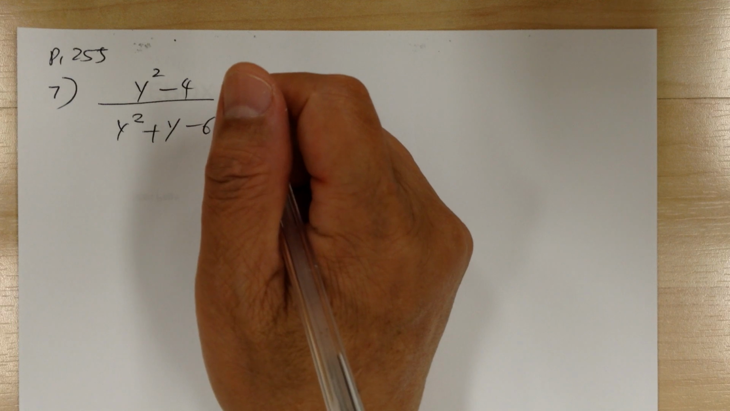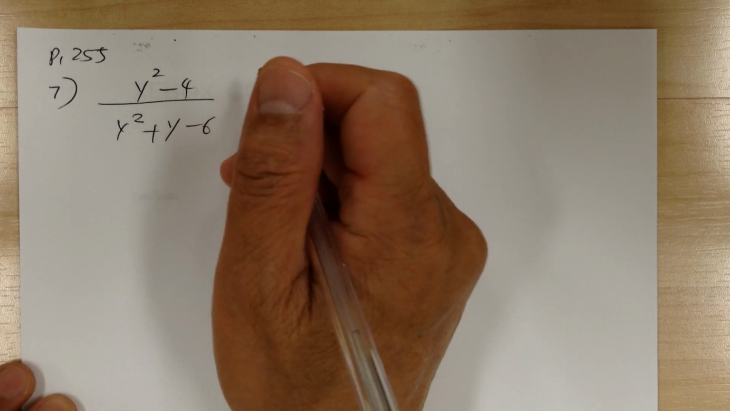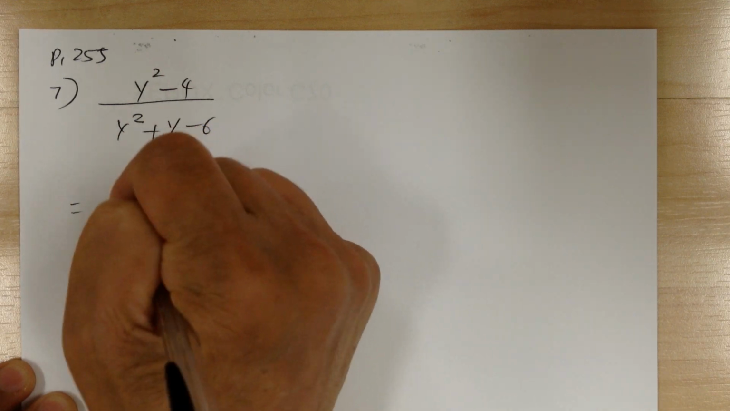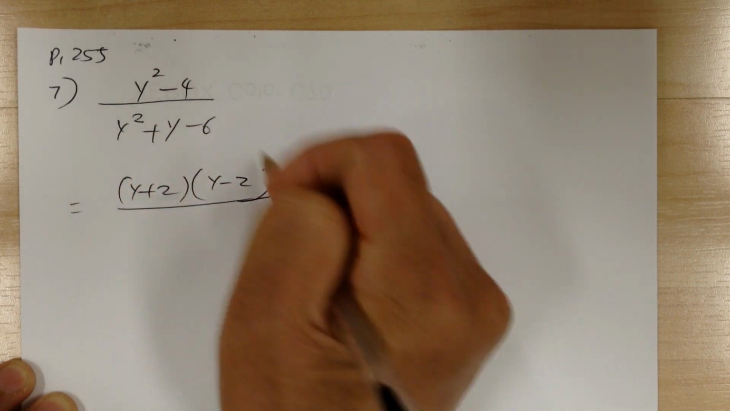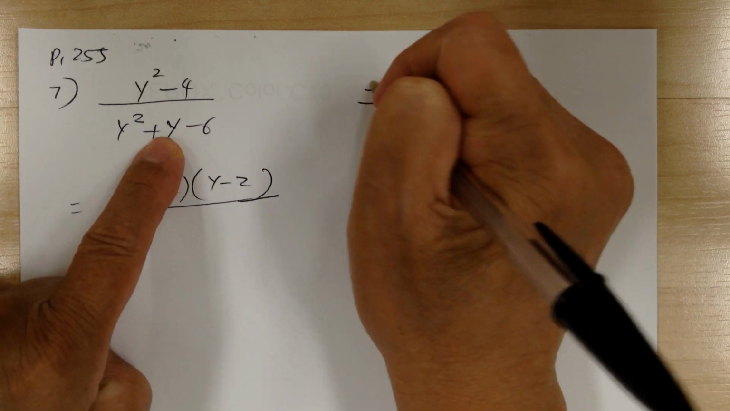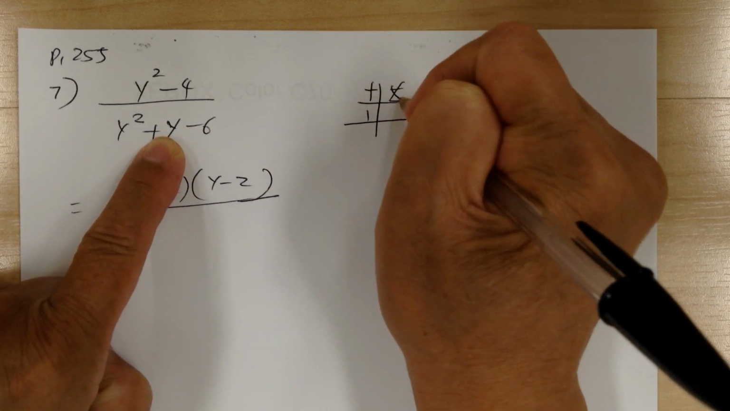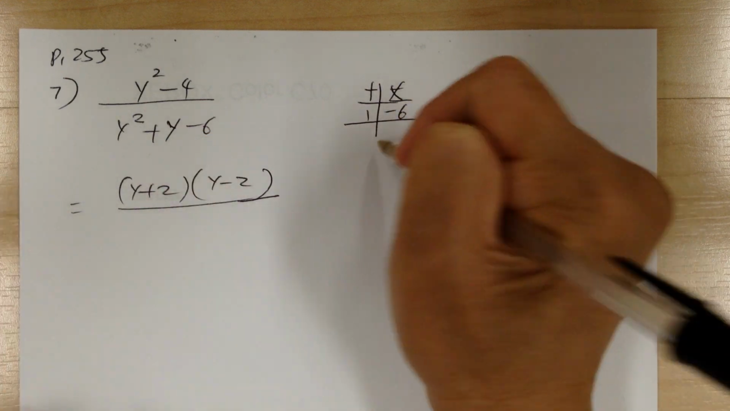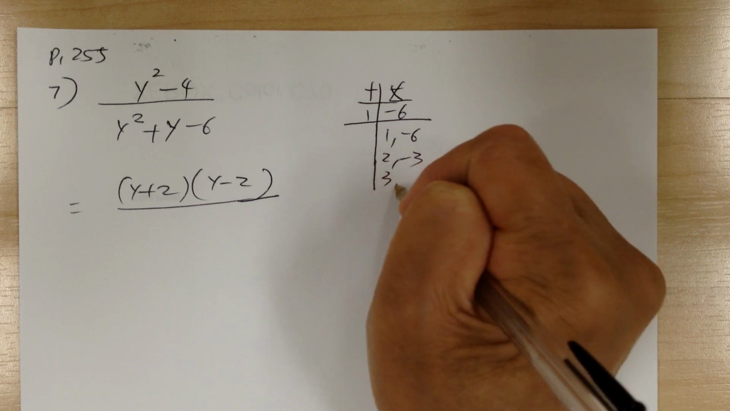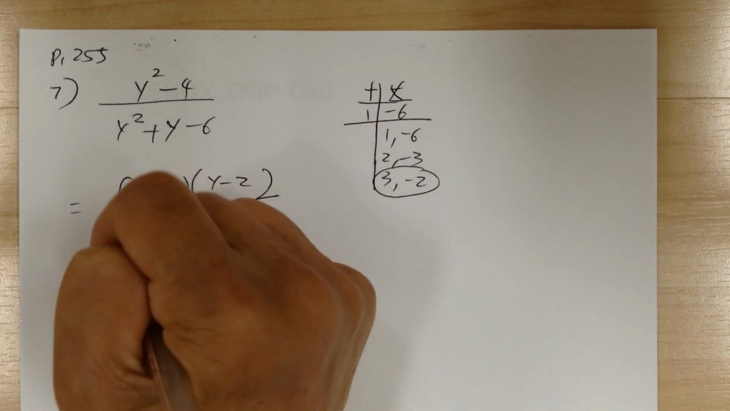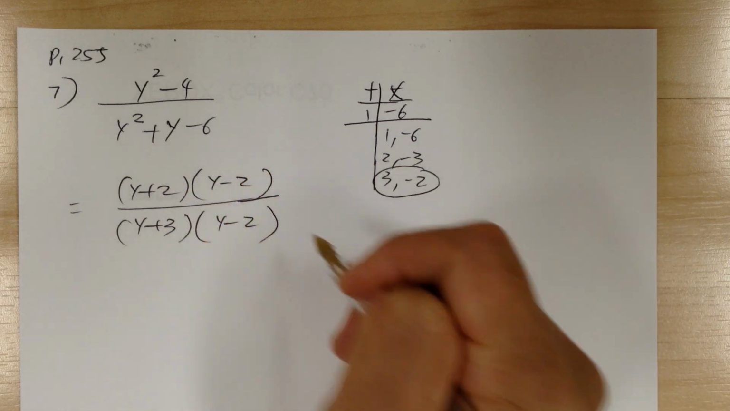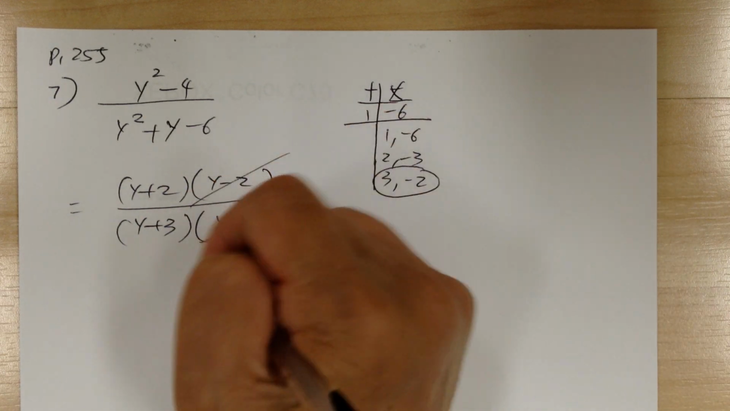So first you have to factor each one. So this is step 2a. So it would be y plus 2, y minus 2. Okay, on the bottom, you need to use a step 4. So you need to add to get 1. You need to multiply to get -6. So you got 1 comma -6, 2 comma -3, 3 comma -2, and that's the one. Okay. So you're going to get y plus 3, y minus 2, and this will cancel out.